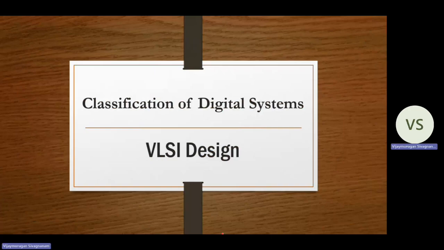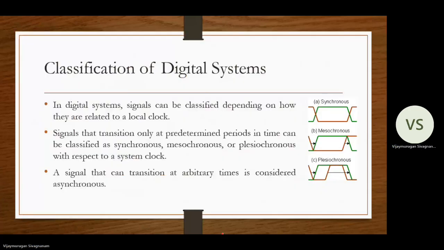Digital is one type of signal, either logic 0 or logic 1. This signal is applied to the system. The system does some operation and finally releases the output. So it's called a digital system. In this video I fully focus on how the signal is classified in digital systems. So, classification of digital systems.